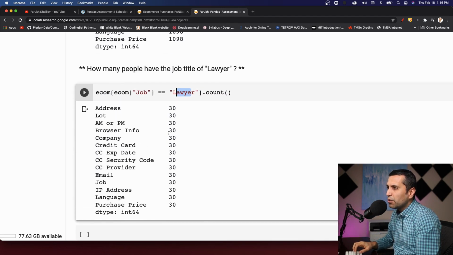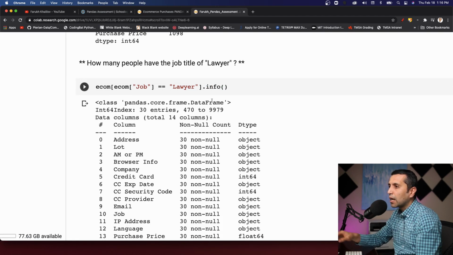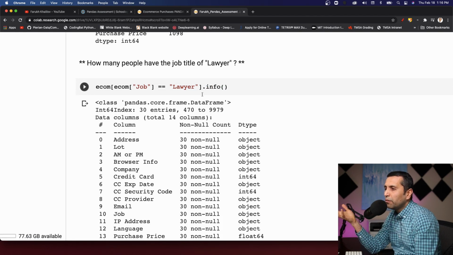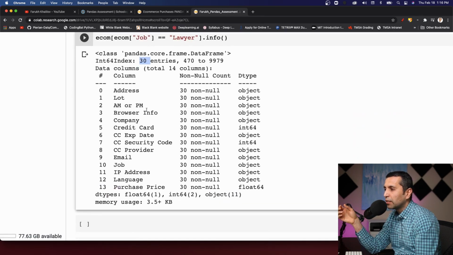So you see, guys, you can use the count, or if you want, you can use the info. It's up to you. The info will just give you more detailed information. So I can see there we have 30 entries.